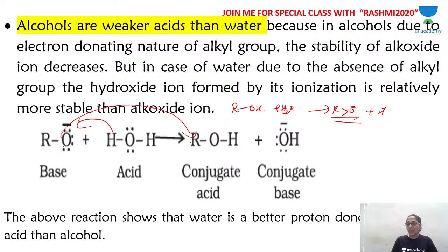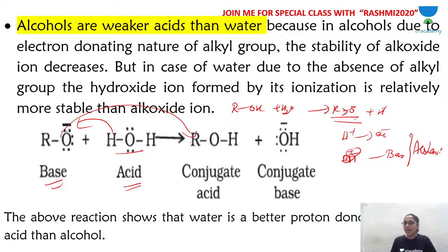Whenever a molecule accepts H plus, it is called a base, and the one which donates H plus ion is called an acid, according to the Lowry-Bronsted concept. According to Arrhenius, if a molecule produces H plus ion in water, it is called an acid. If a molecule accepts H plus ion, or OH minus ion is released, then it is called a base. This is according to the Arrhenius theory.